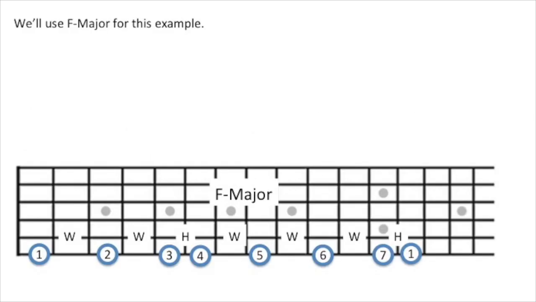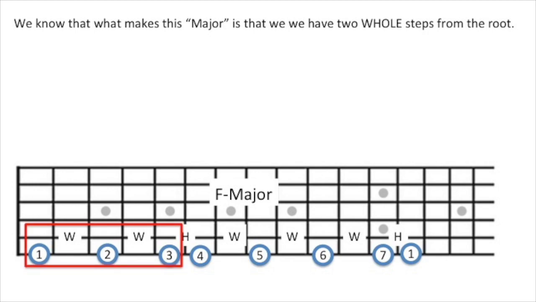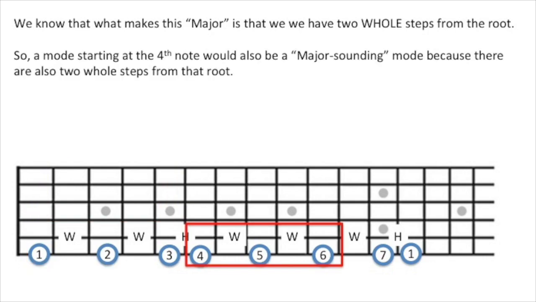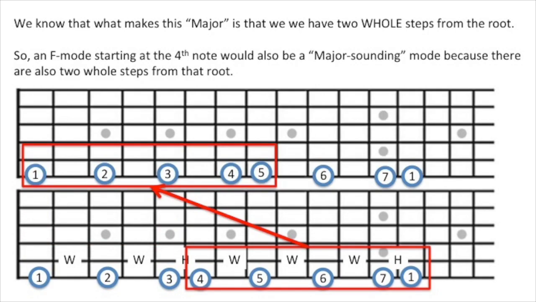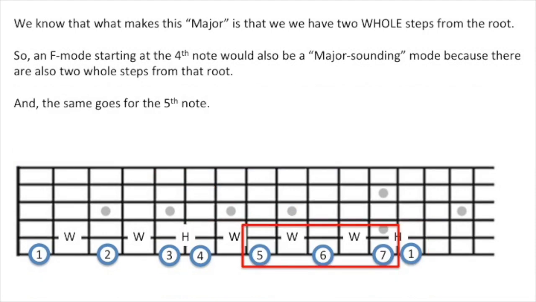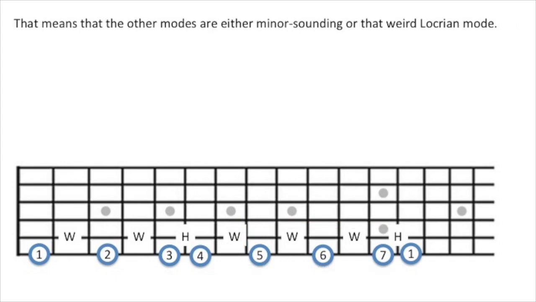Let's begin by looking at the F major scale. We know this is a major scale because it has 2 whole steps from the root. That makes a major third from the root, which is what makes it sound major. That means that a mode starting at the 4th note would also sound major. And a mode starting at the 5th note is also going to sound major. So, there are 3 major modes. That means that the other modes are either minor or that weird Locrian mode.